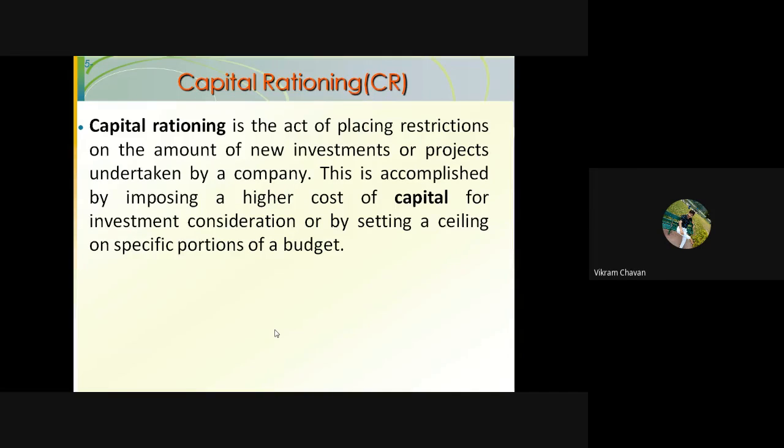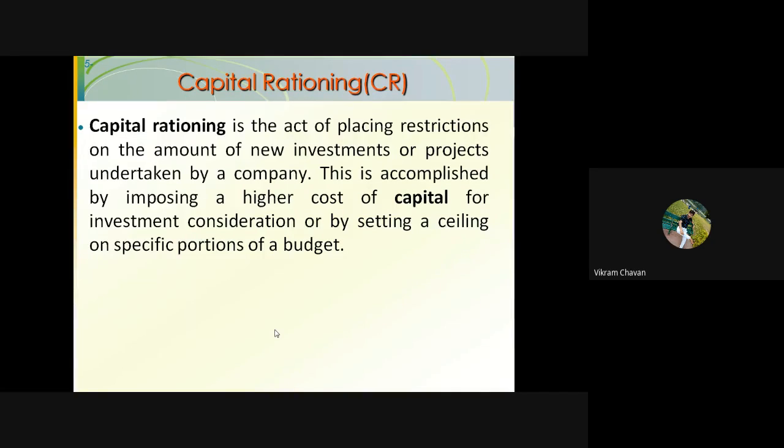Some projects have higher costs and will require more capital investment, so we need to restrict the investment according to the budget of a company. So capital rationing is a most important criteria.